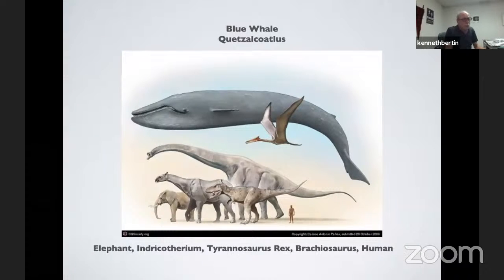There's an Indricotherium, which was the largest mammal that ever lived on the earth. And there's the Tyrannosaurus Rex. And there's a Brachiosaur, which was a huge dinosaur. And then you have a Quetzalcoatlus, which is that flying one there. And of course, the blue whale, which is the largest living species of animal life on this planet, obviously.